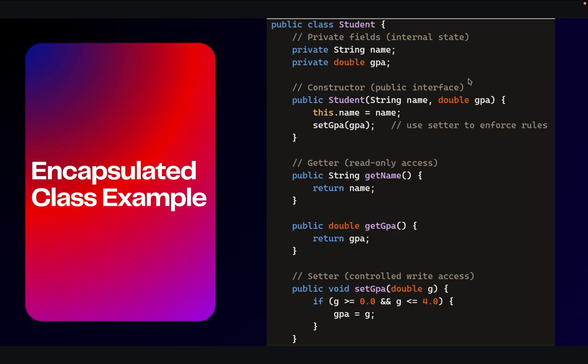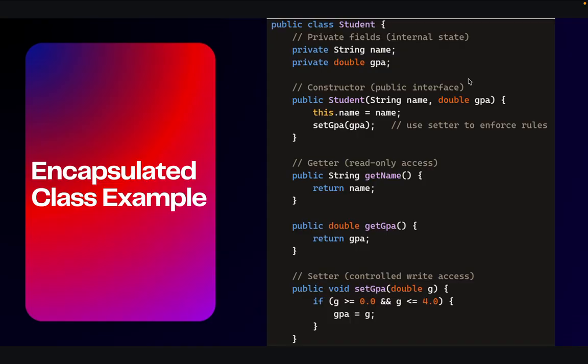So overall, here's a good shot of an encapsulated class. You see here we have our private fields at the top. That's going to be our name and our GPA, which means they cannot be accessed outside of the class. Then we have our constructor, which is public, and pretty much it's saying, hey, we're going to establish our class name and our GPA for this.